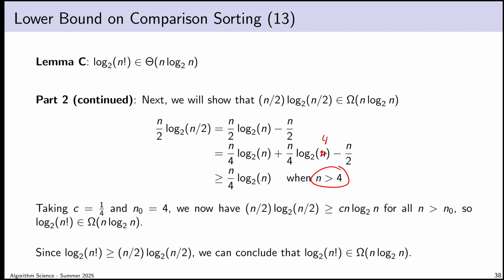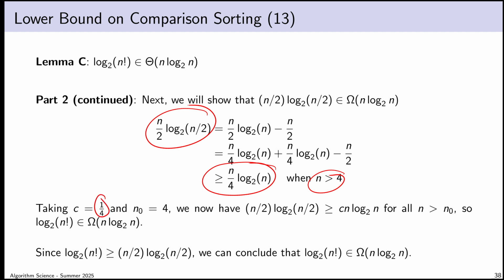So when n is equal to 4, this log 2 of n is equal to 2, and 2 times n over 4 is just n over 2. So when n is greater than 4, this is greater than this, and that means that I can just ignore them if I'm caring about a lower bound. All right, so now I've shown that n over 2 times log of n over 2 is greater than or equal to n over 4 times log n as long as n is greater than 4.